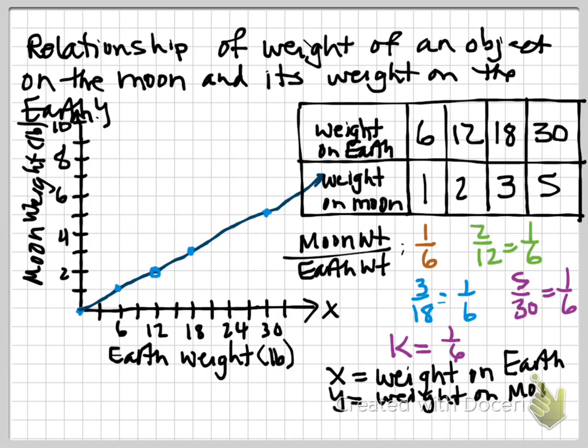So you're basically trying to figure out, how do I get to the weight on the moon if I know the weight on the Earth? Well, I have to take the weight on the Earth and multiply it by a fraction to reduce it down. So the weight on the moon, what we're going to end up with, is equal to the constant, which is 1/6, times the weight on Earth. Y equals 1/6 x. Because remember, that was our ratio we got every time, 1/6.